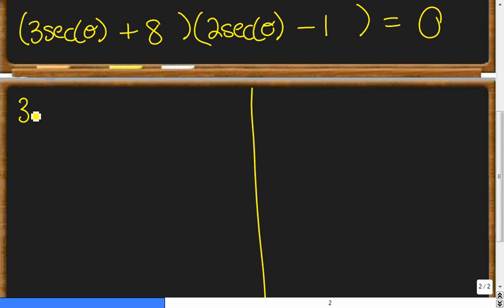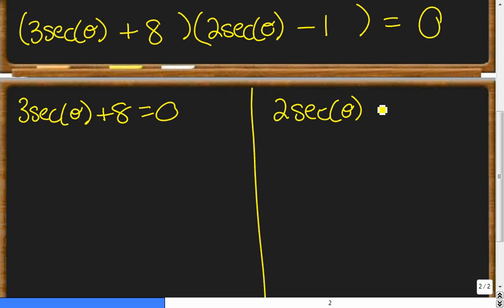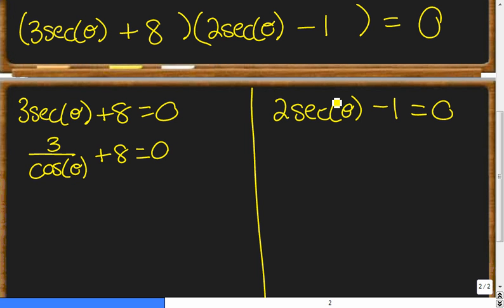So I'm going to get that 3 secant of theta plus 8 is 0, or 2 secant of theta minus 1 equals 0. Now, we don't know stuff about secant, but we do know stuff about cosine. So what I'm going to do is replace each of these secants with 1 over cosine. So this is going to be 3 over cosine plus 8 equals 0. And this side will be, again, 2 over cosine minus 1 equals 0. So we can solve from here, each side.